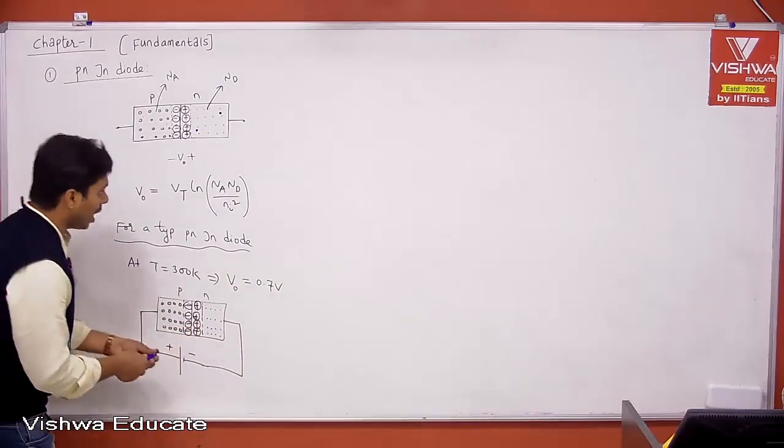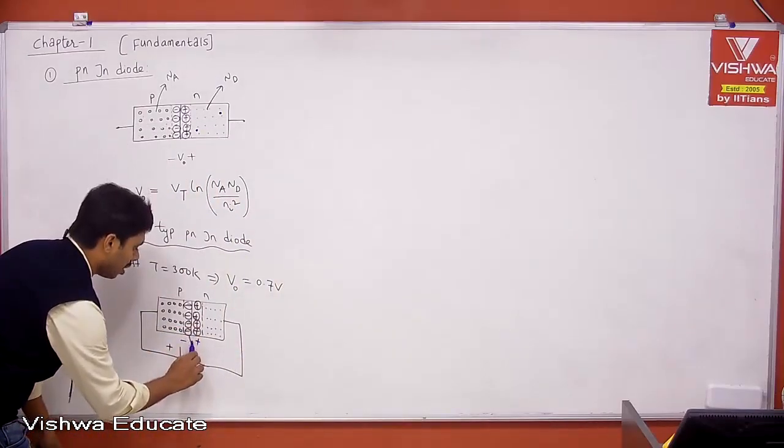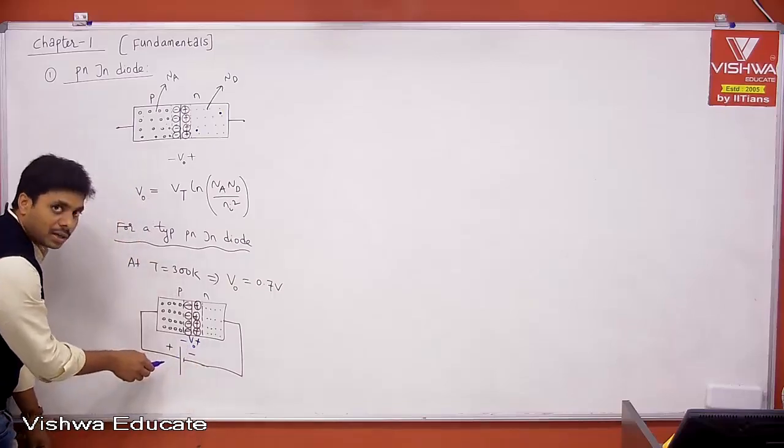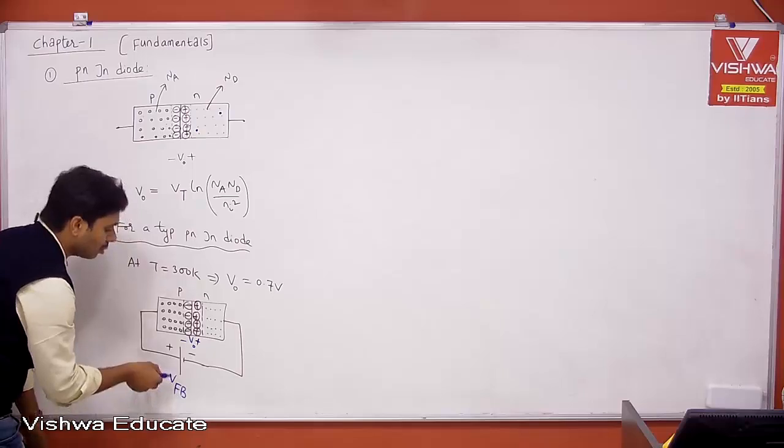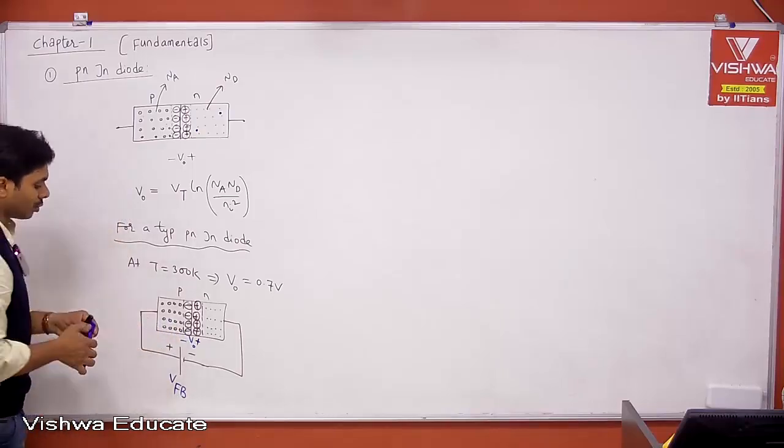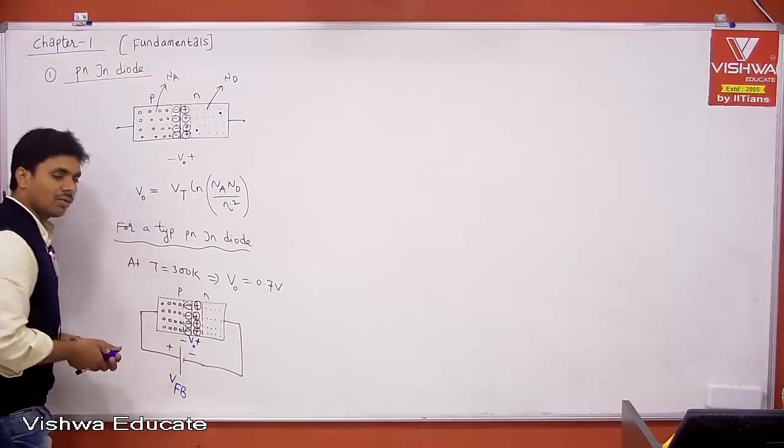Therefore, whatever barrier you have, which is nothing but plus minus V naught, should be overcome by the battery. This is your forward bias voltage. What should that voltage be? It should be greater than or equal to V naught. It should overcome the barrier that you have. That is what people say.